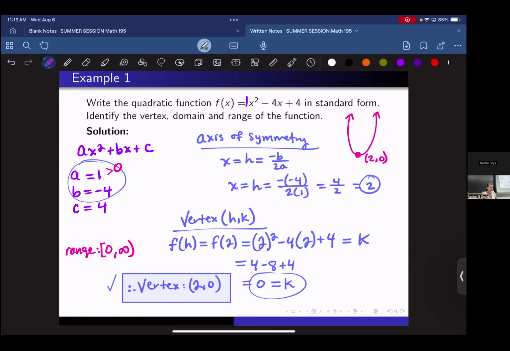Whereas, what do you think our domain is? Do we have any restrictions for our x values? We do not. So our domain is all real numbers, negative infinity to infinity. And we're done.